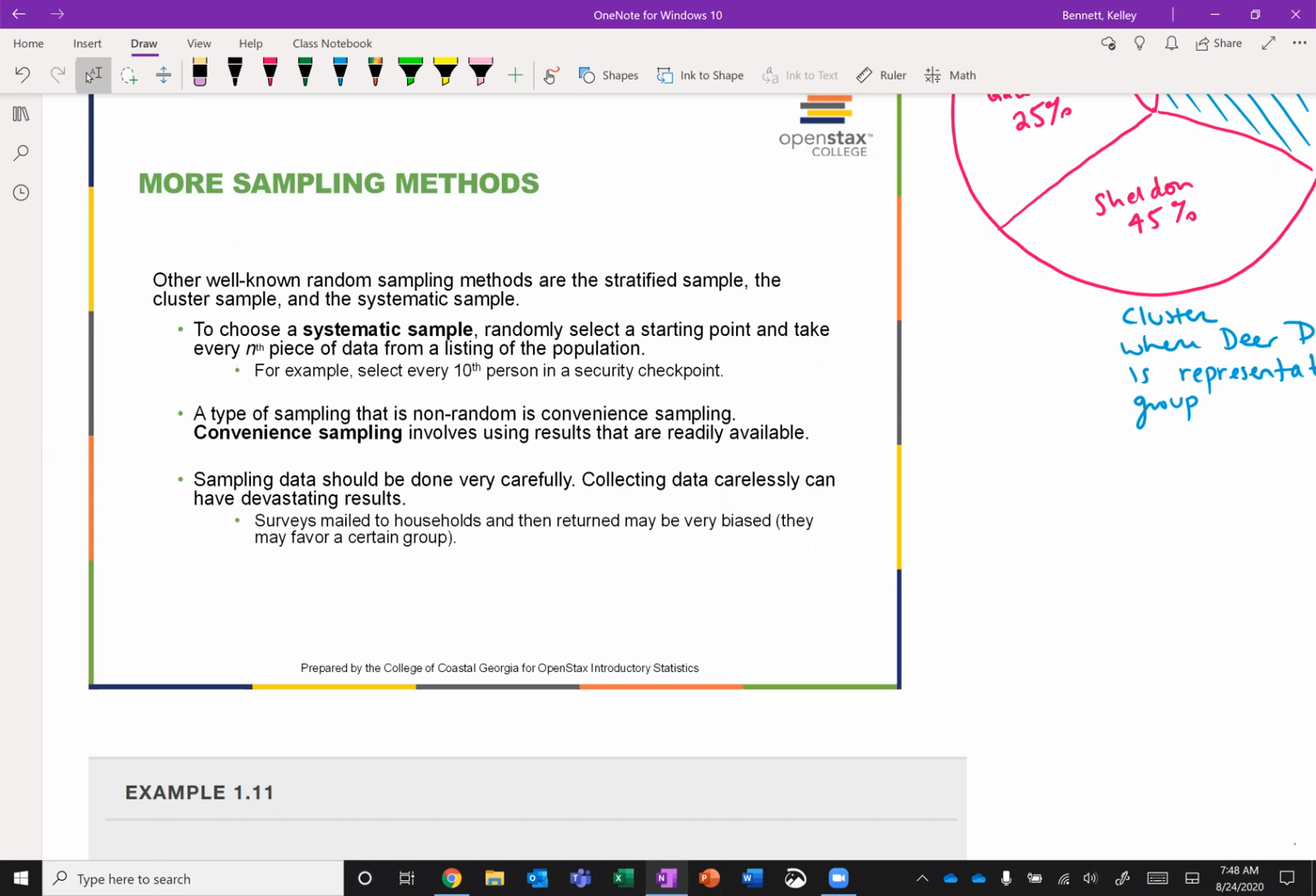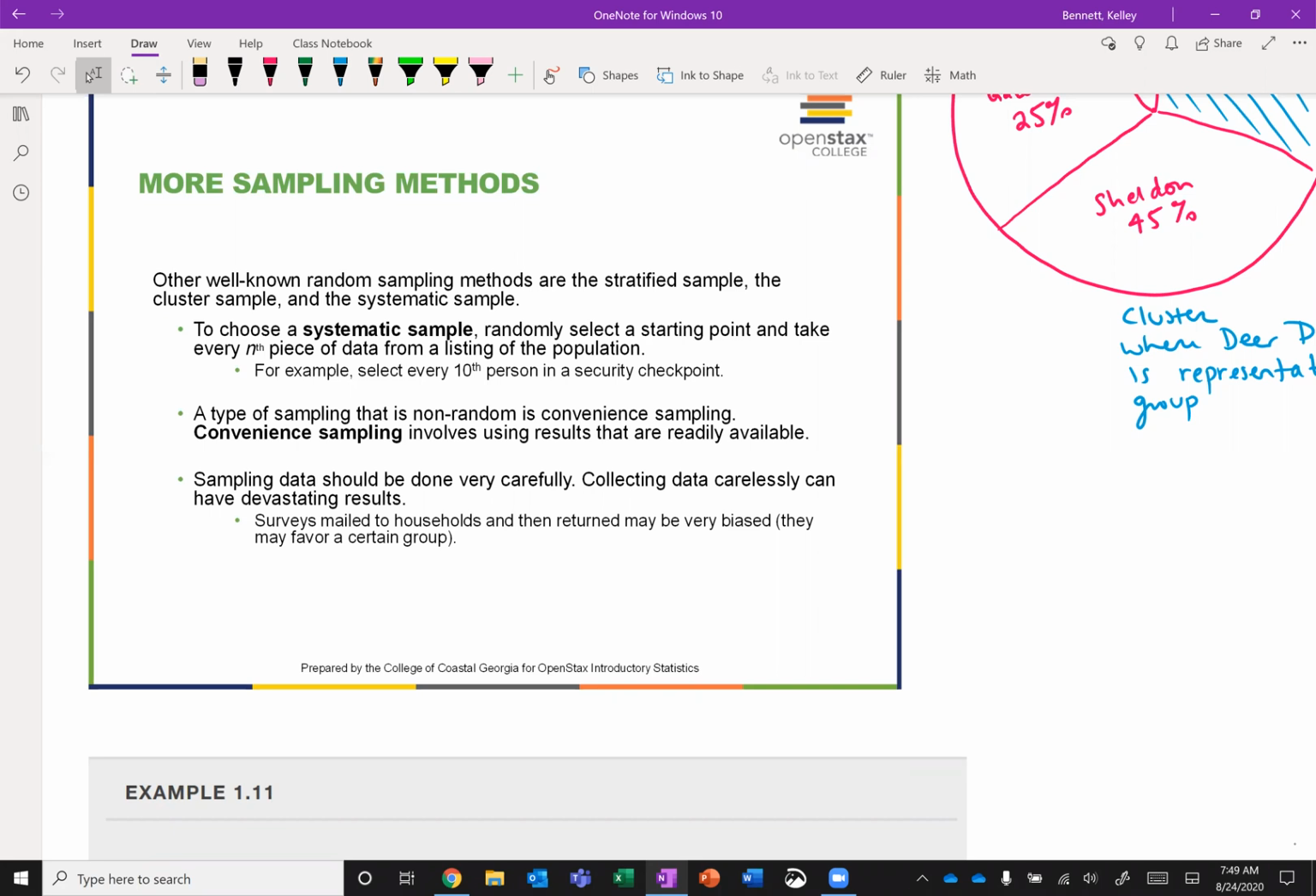If you wanted to do systematic, you would start somewhere. Let's say I'm going to start in the 10th position or the first position or the 100th position. That starting point is chosen randomly. Then from there, depending on how many people you want and how many people you have in your population, you're going to select every 100th person or every 50th person or every third person.